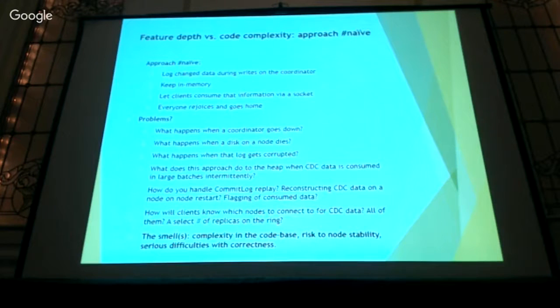And that immediately started up all these questions of, okay, what about edge cases? What happens when that coordinator dies? Well, you just lost all that CDC data. And you have data in commit logs on replicas that's no longer accounted for. So how do you reconcile that? And it's like, okay, this smells. That's not good. What happens when this node dies? When the log gets corrupted? What does it do to the heap?